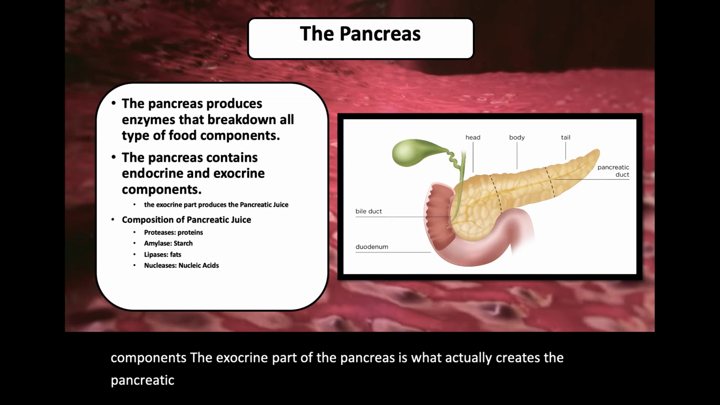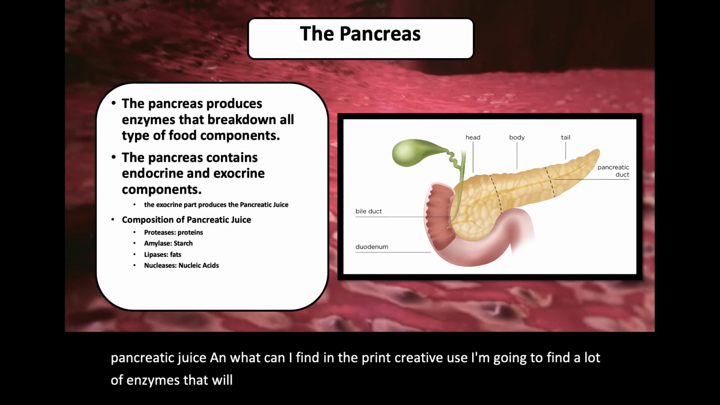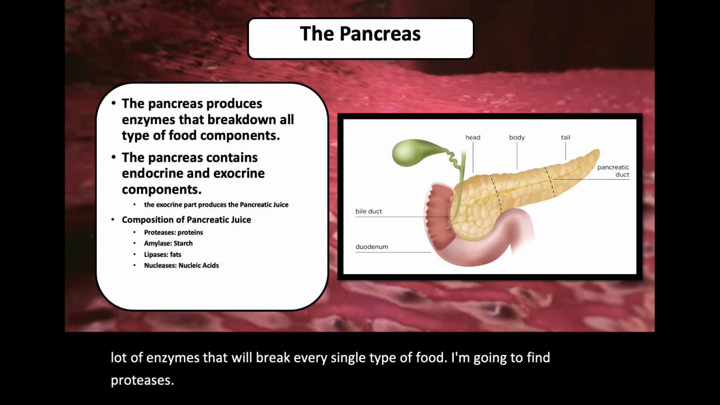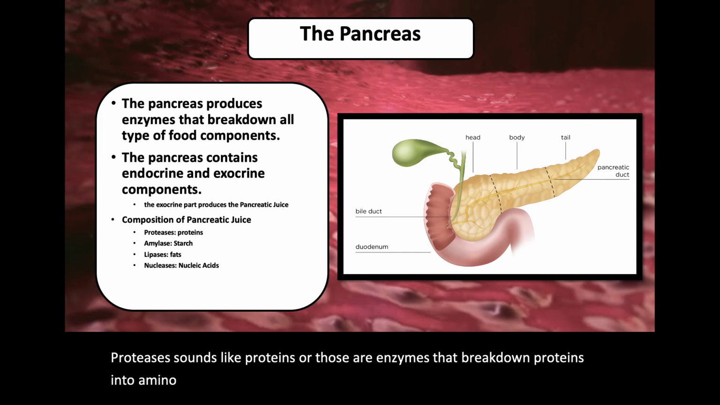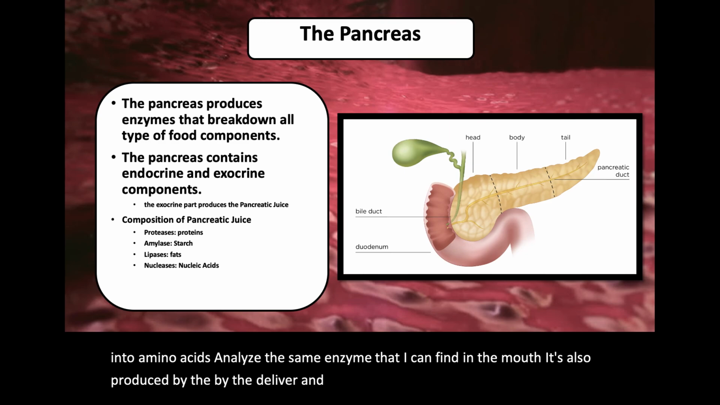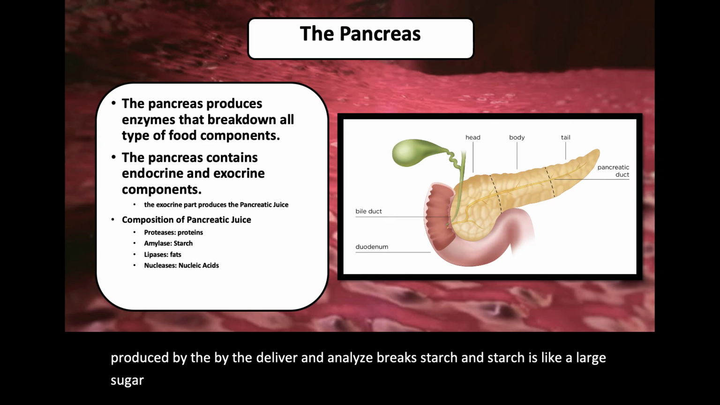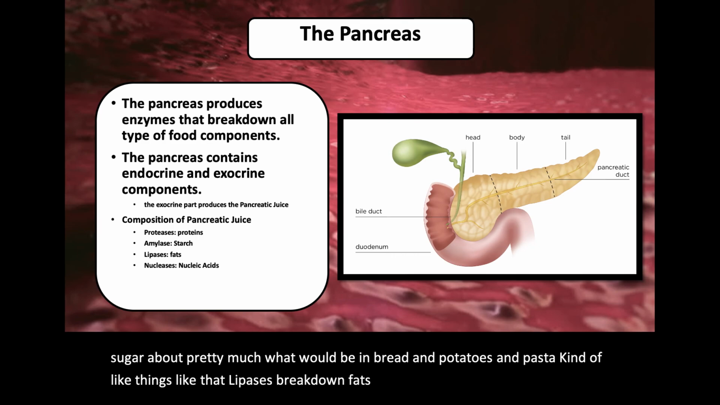And what can I find in the pancreatic juice? I'm going to find a lot of enzymes that will break down every single type of food. I'm going to find proteases. Proteases sounds like proteins, so those are enzymes that break down proteins into amino acids. Amylase, the same enzyme that I can find in the mouth, is also produced by the pancreas, and amylase breaks down starch, which is like a large sugar, pretty much what would be in bread, potatoes, pasta, things like that. Lipases break down fats, and nucleases break down nucleic acids.